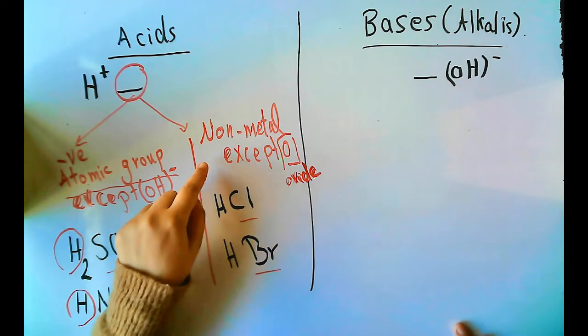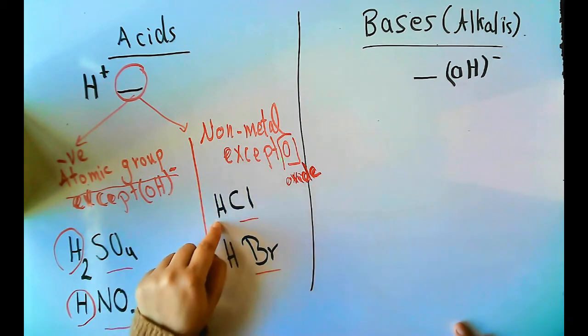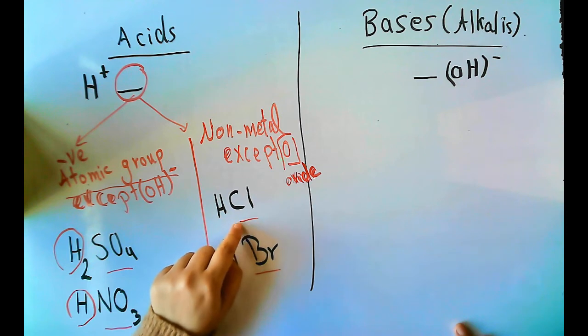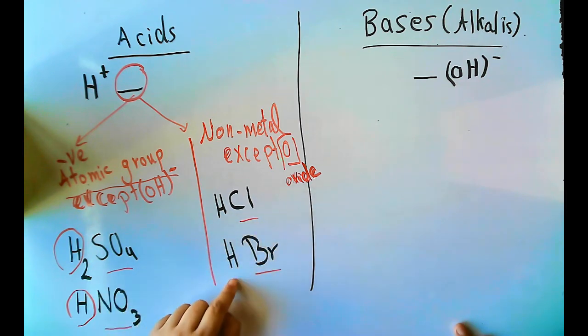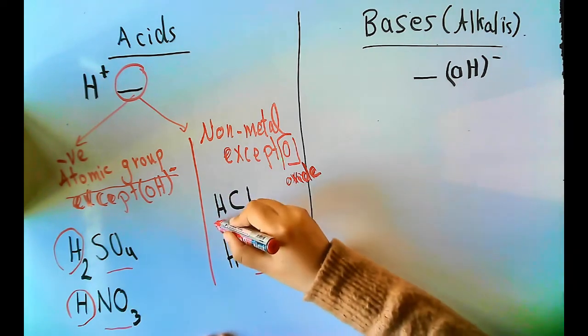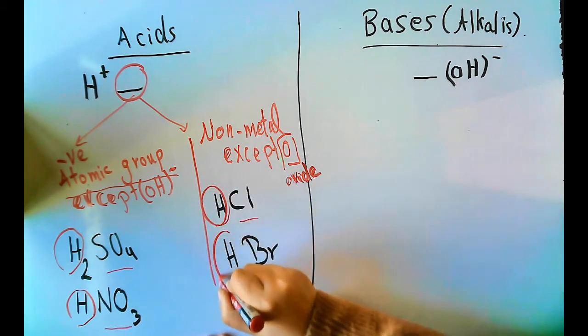For example, for non-metals, hydrochloric acid. Chlorine is non-metal. Hydrobromic acid also is acid, so it starts with positive hydrogen ion.